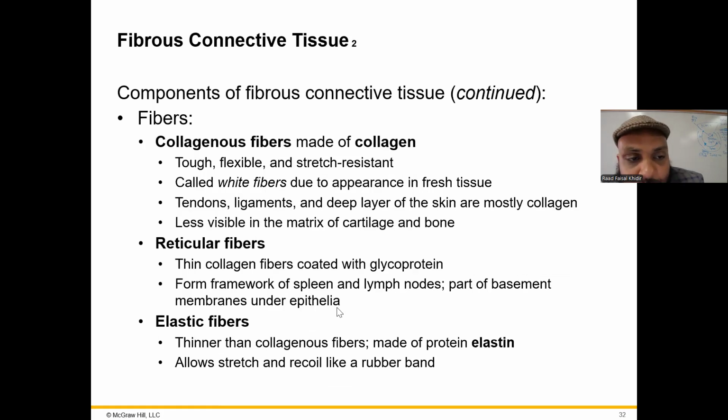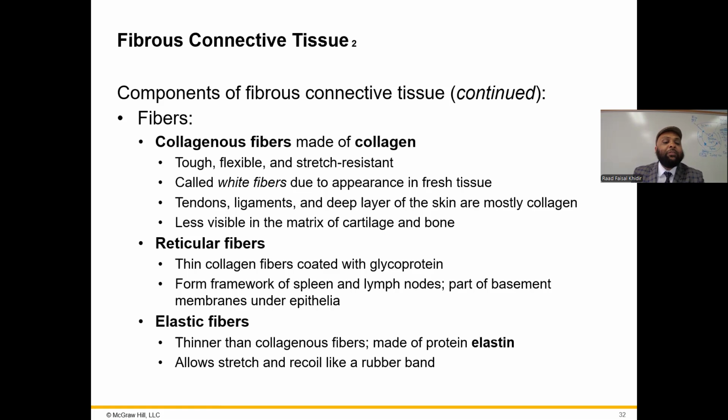What are the components of the fibrous connective tissue? Number one is obviously the fibers. There are collagenous fibers made of collagen, and these are tough, flexible, and stretch-resistant. These are called white fibers due to the appearance in fresh tissue. Tendons, ligaments, and the deep layer of the skin are mostly made up of collagen. They are less visible in the matrix of the cartilage and the bone.